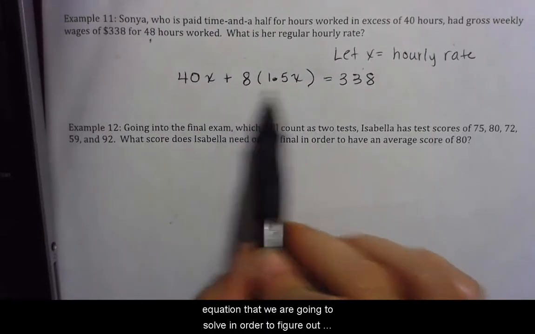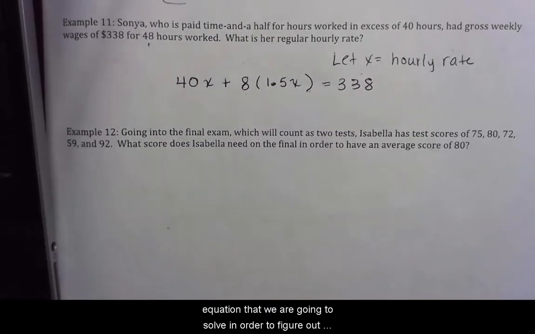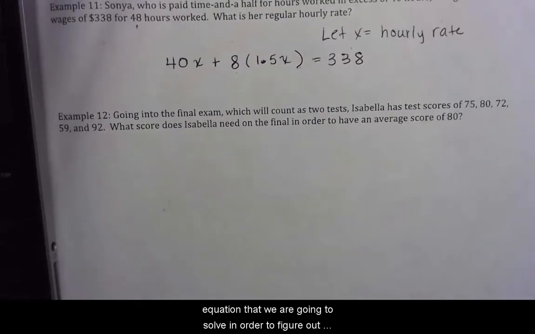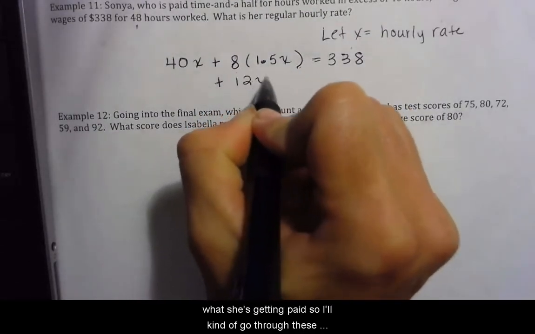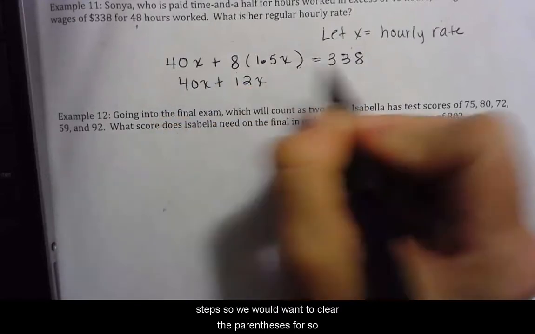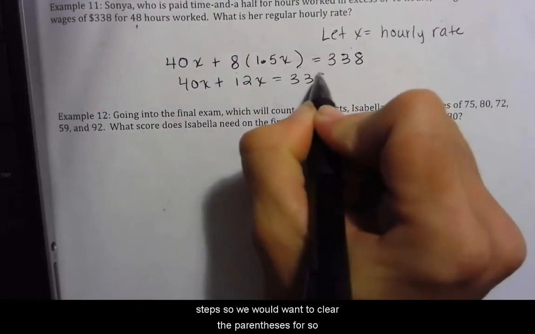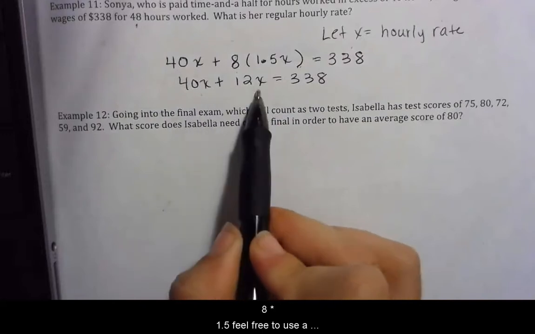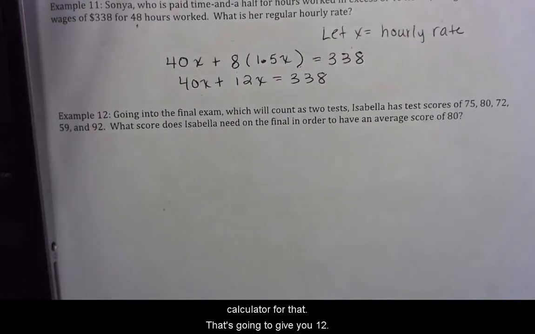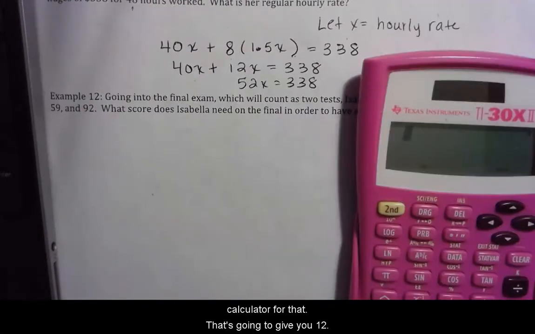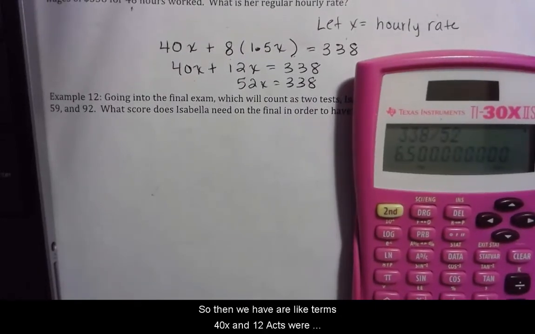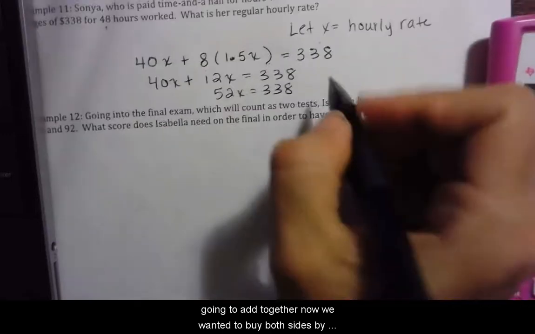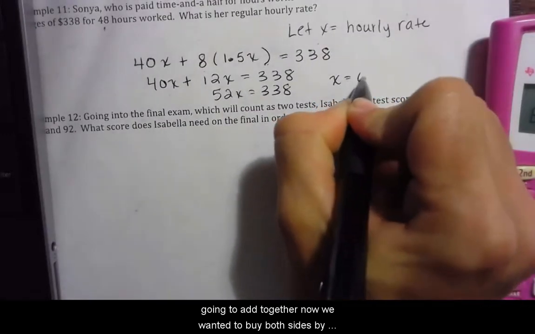We would want to clear the parentheses first, so multiply 8 times 1.5. Feel free to use a calculator for that part. That's going to give you 12. So then we have our like terms, 40x and 12x, and we're going to add them together. Now we want to divide both sides by 52. So I'm going to divide the other side by 52. We get 6.5. So x equals 6.5.